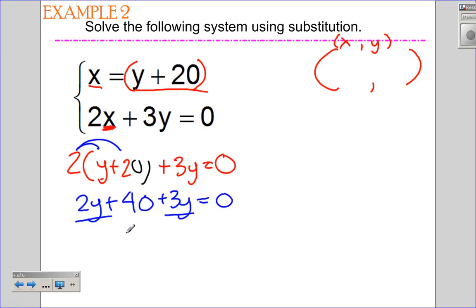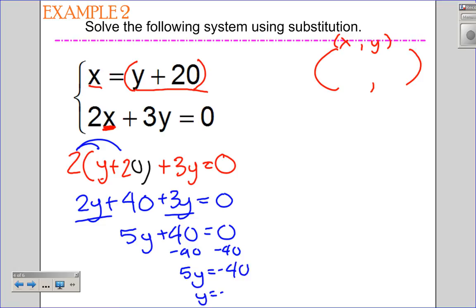Combine my y's. Subtract the 40. 5y equals negative 40. So y equals negative 8 when I divide both sides by 5. So that's my y value. So I know that this point is negative 8.